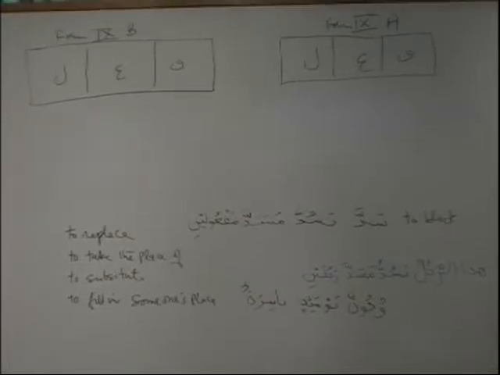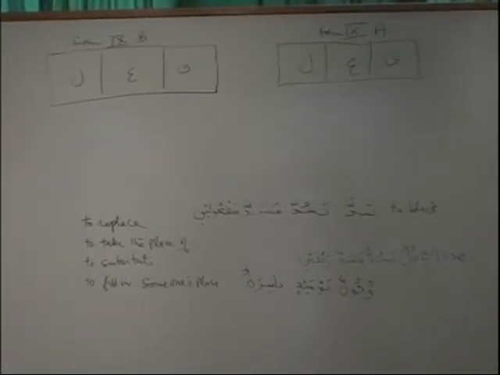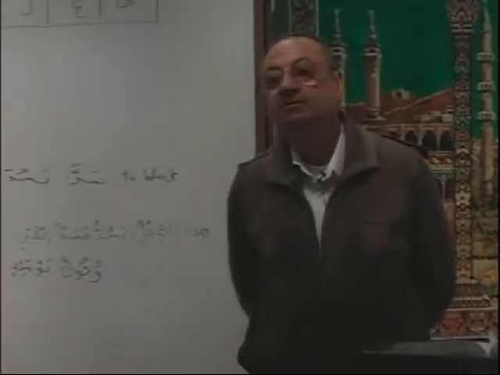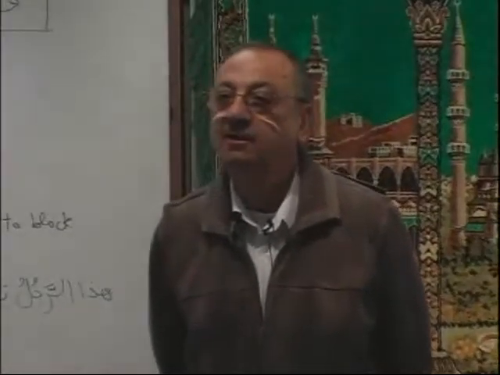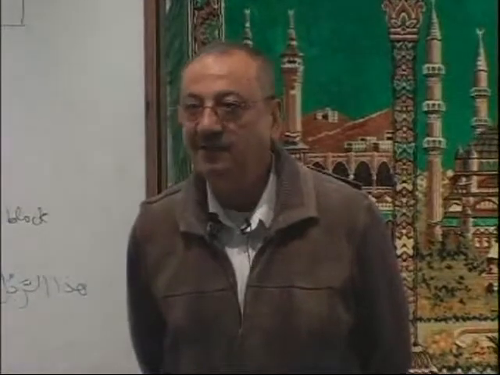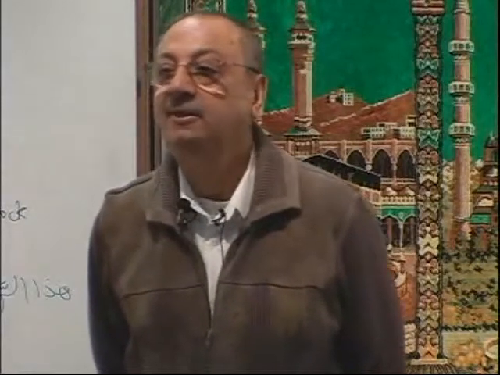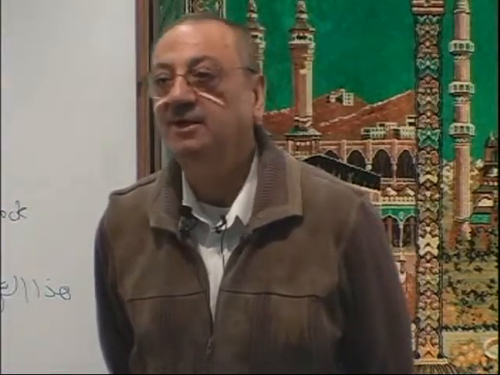What do we call it in English? First radical, second radical, third radical. Brothers and sisters, we have to say it in English because our children sometimes will understand a little better if you explain to them in English. We are learning Arabic with the help of explanation in English.